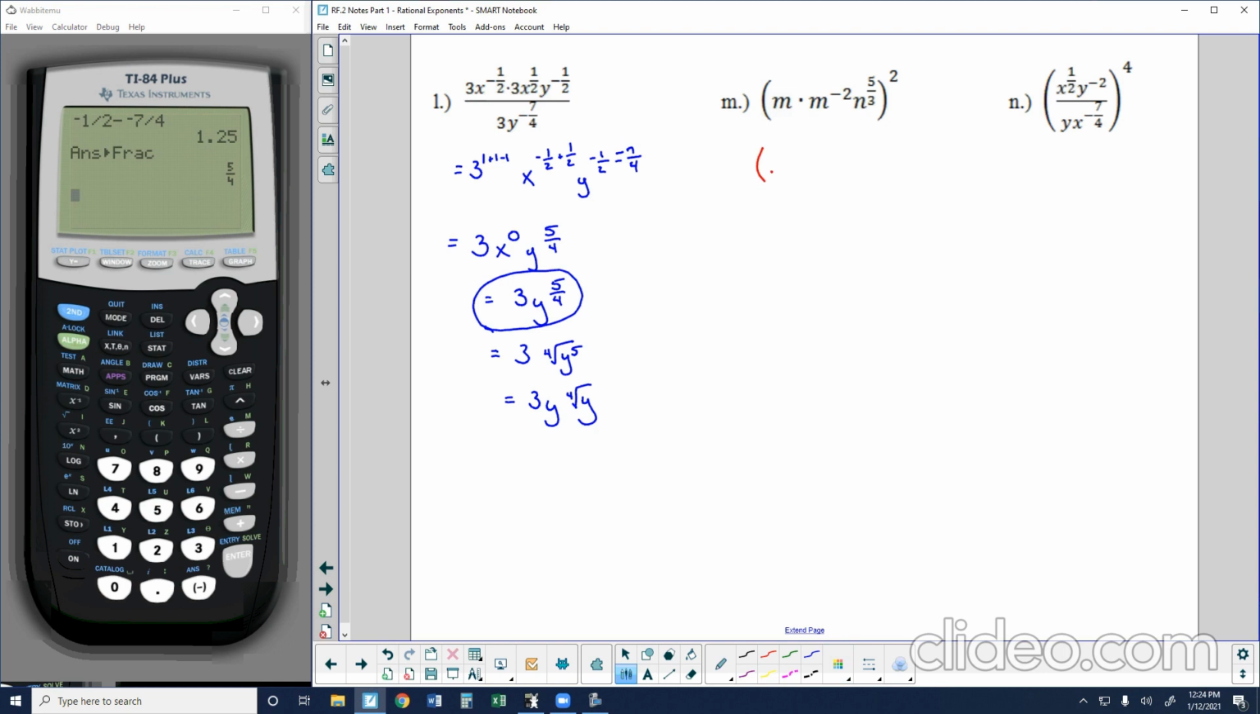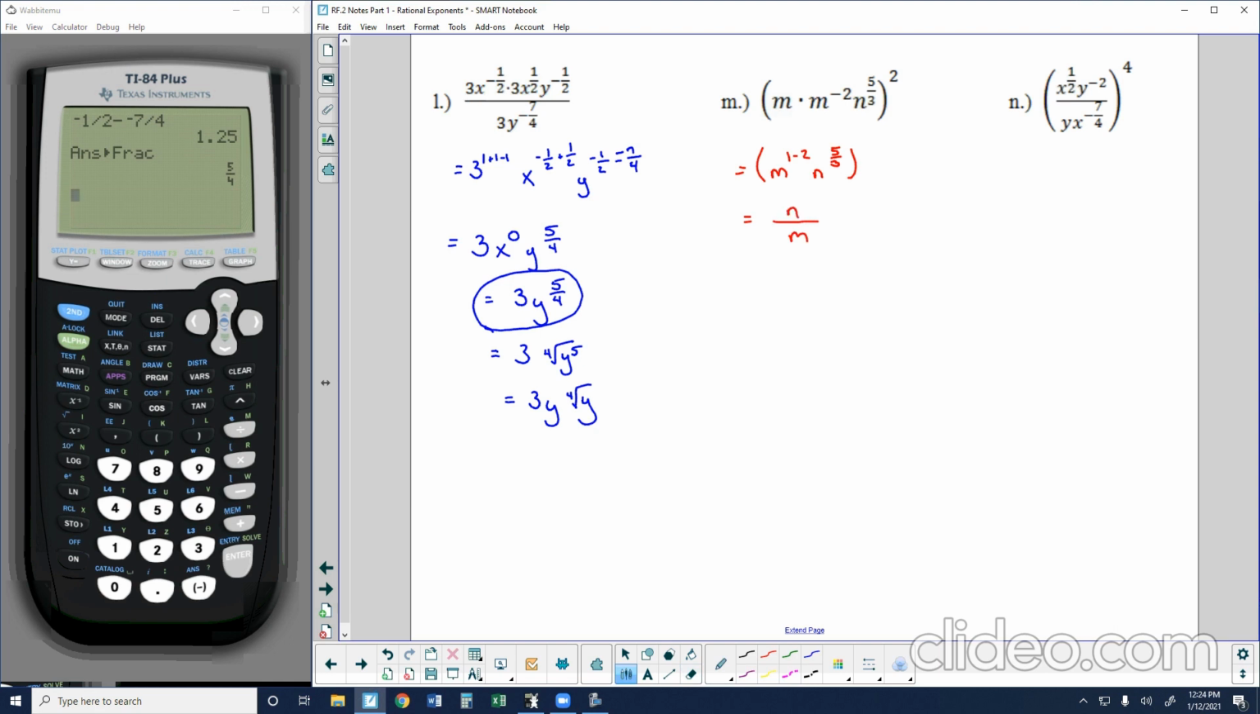If I have m to the first power times m to the negative 7th, that would be m to the first minus 2, or plus a negative 2, so I'd add those exponents. And then I'd have n to the 5/3 power. So this would end up being m to the negative first power, which is the same as 1 over m. So I'll go ahead and write this as 1 over m.